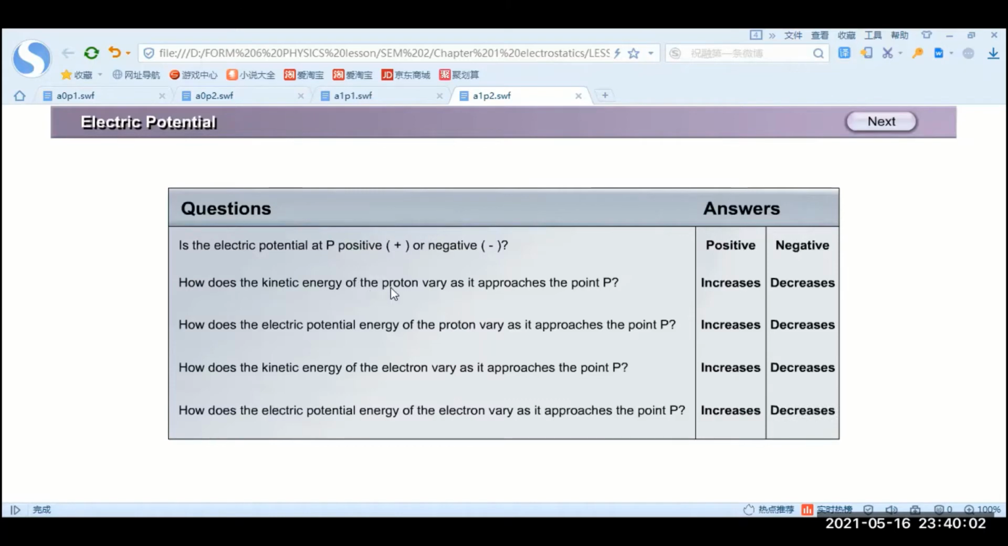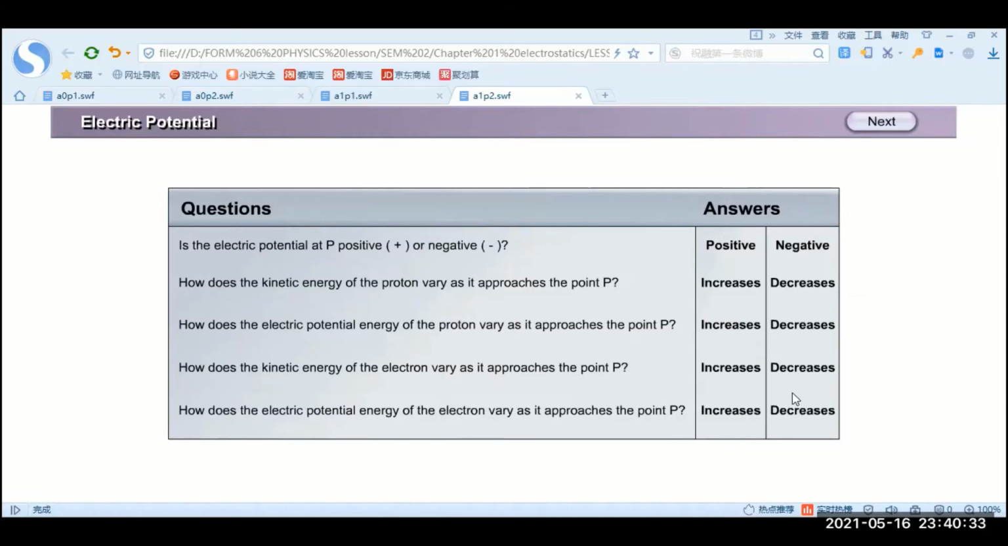For the proton, if the kinetic energy decreases, meanwhile the potential energy of the proton will increase. If the kinetic energy of the electron increases, the electric potential energy will decrease. That means that the kinetic energy and the potential energy, one increases, one decreases. That means it's inversely proportional.